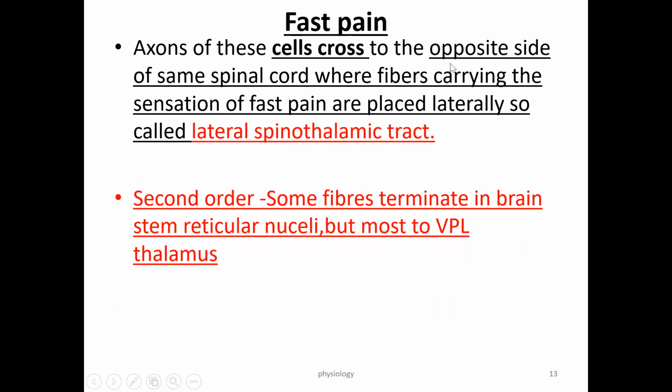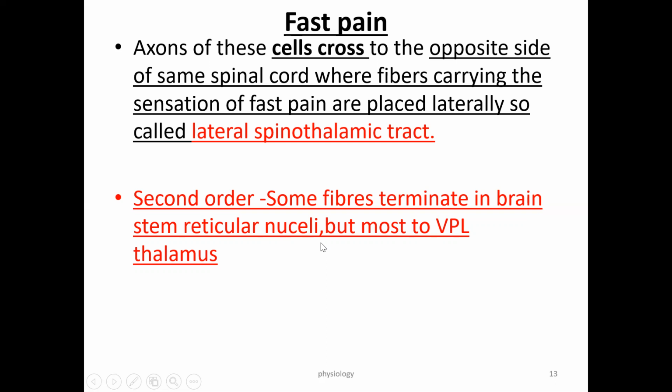They cross immediately to the opposite side in the spinal cord, and they are placed laterally, and that is what is called the lateral spinothalamic tract. For the second order neuron, the fibers terminate in the reticular group of nuclei present in the brainstem, that is midbrain, pons, and medulla. And most of the fibers terminate in the ventroposterolateral group of nuclei of the thalamus. So this is about the second order neuron.